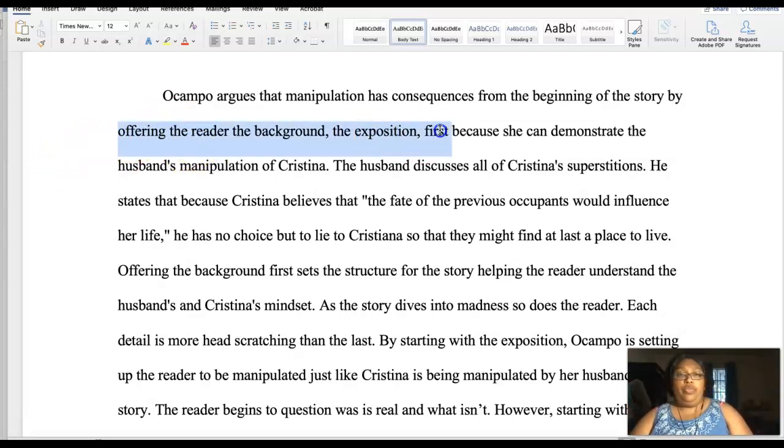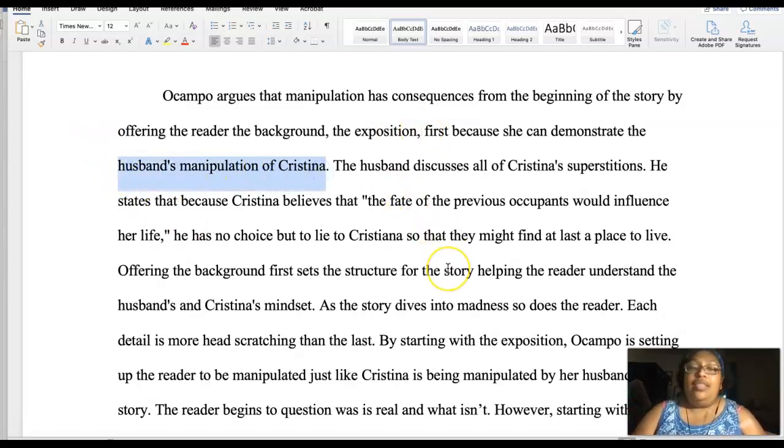So we have the thought of exposition here, and so she says first, this is what this author did to demonstrate the husband's manipulation of Christina. The story's name, by the way, is called The House Made of Sugar. And so if you haven't read it yet, I made sure there were no spoilers here.